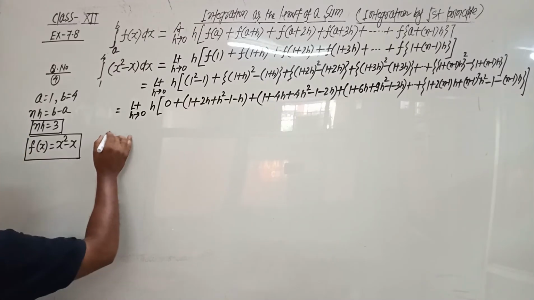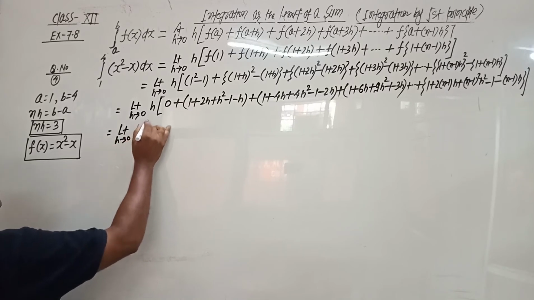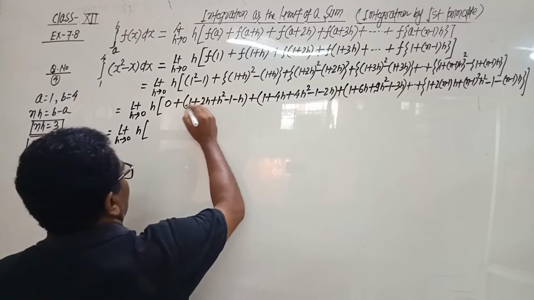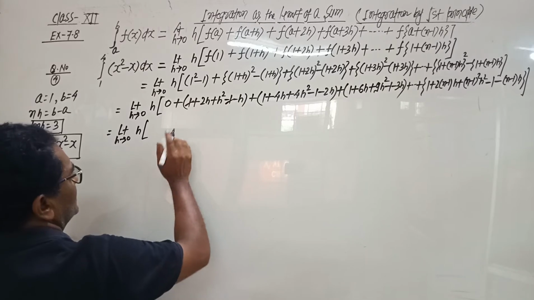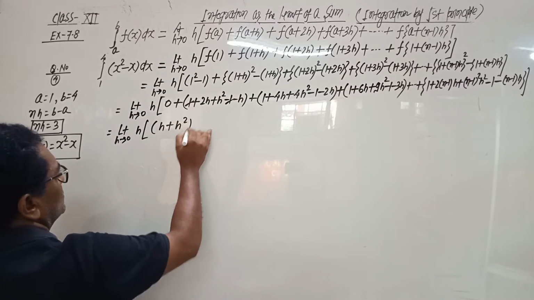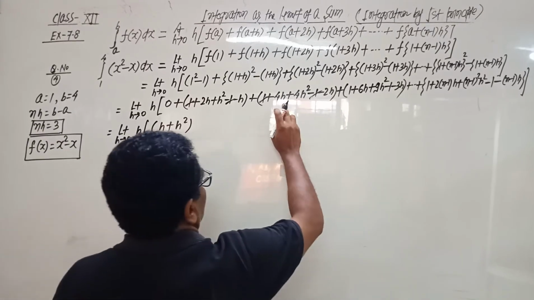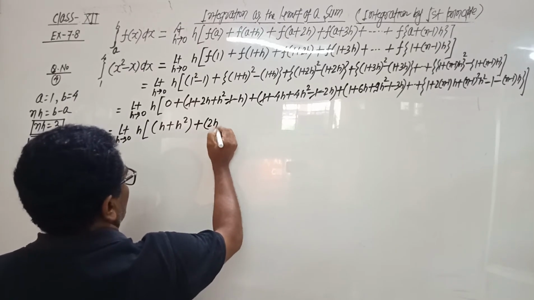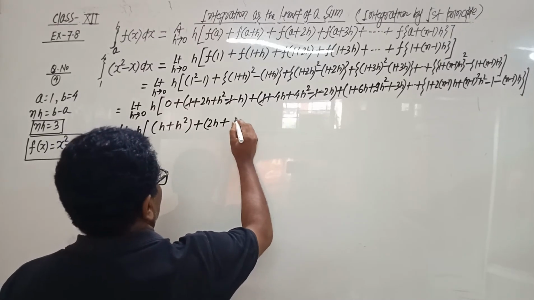Now limit h tends to 0, h times [0. 1 and 1 get cancelled, and 2h minus h, so we get h plus h square. Then 1 gets cancelled, and 4h minus 2h, we get 2h, and plus 4h square.